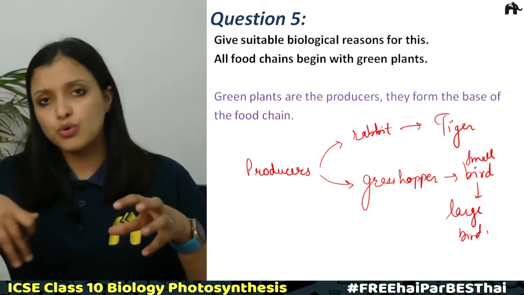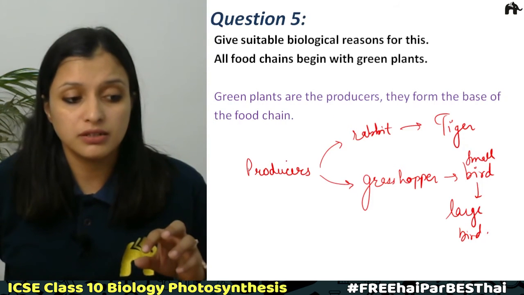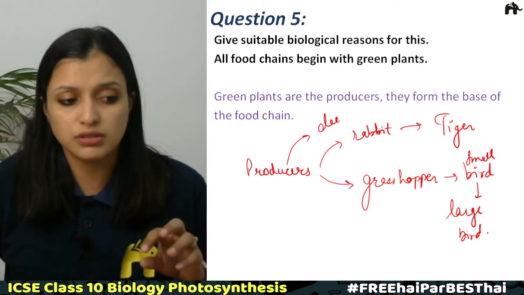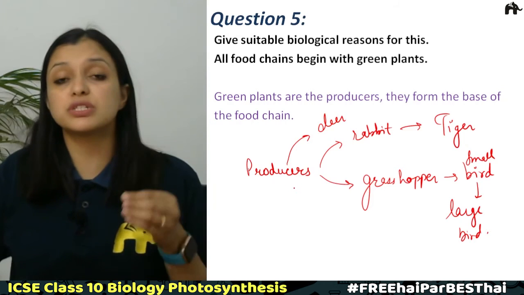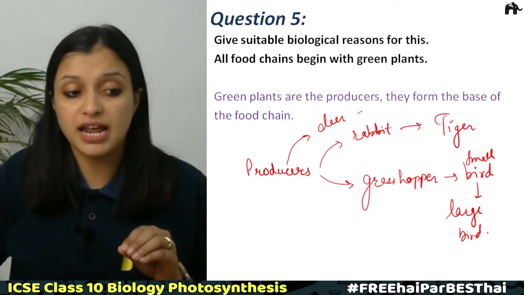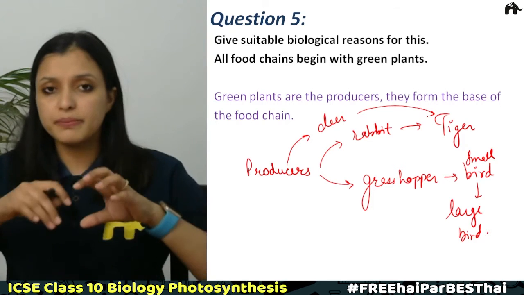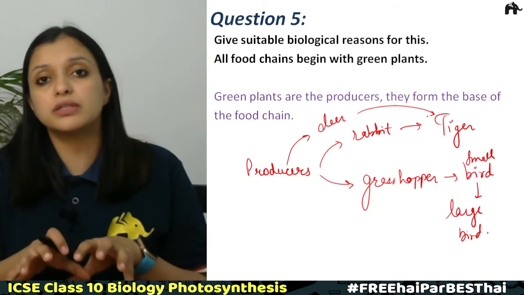If you talk more and more about these, say the producers, these producers will be eaten up by the deer, and this deer will be eaten up by the tiger. So basically all the food chains begin with the producers.